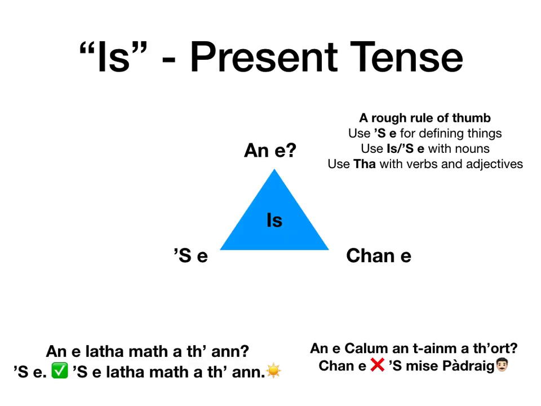And we're not used to doing that in English. But in a sense, you have to get used to a rough rule of thumb: using she for defining things. So use is or she with nouns. And use ha with verbs and adjectives. That's the best way to really describe it at the moment. So there's your question, triangle. Inye, she, chanye.